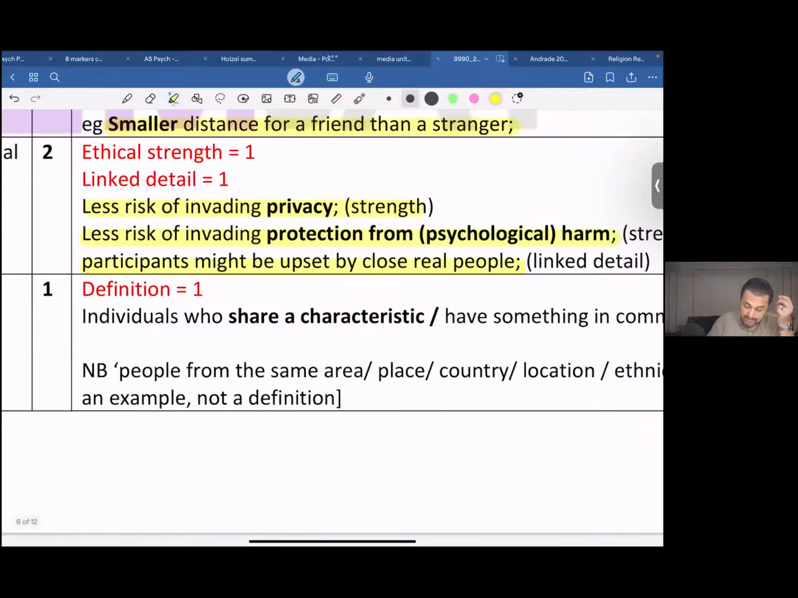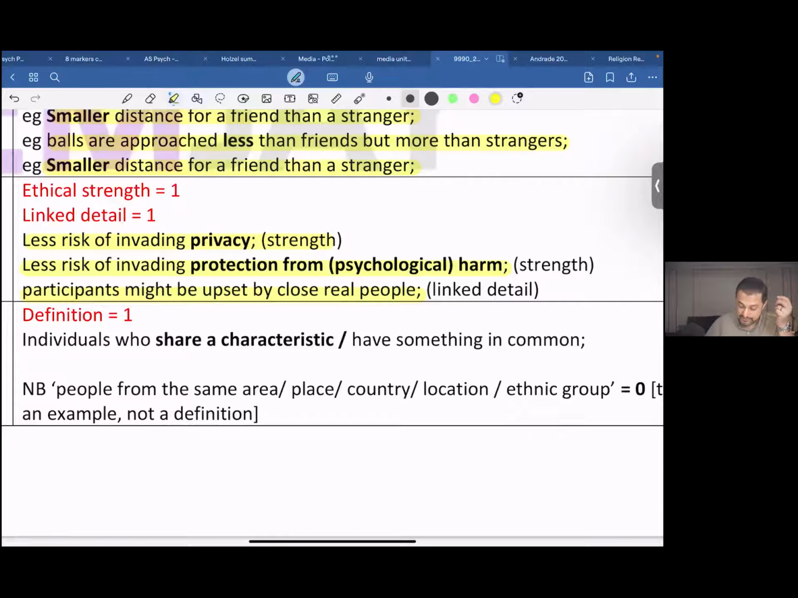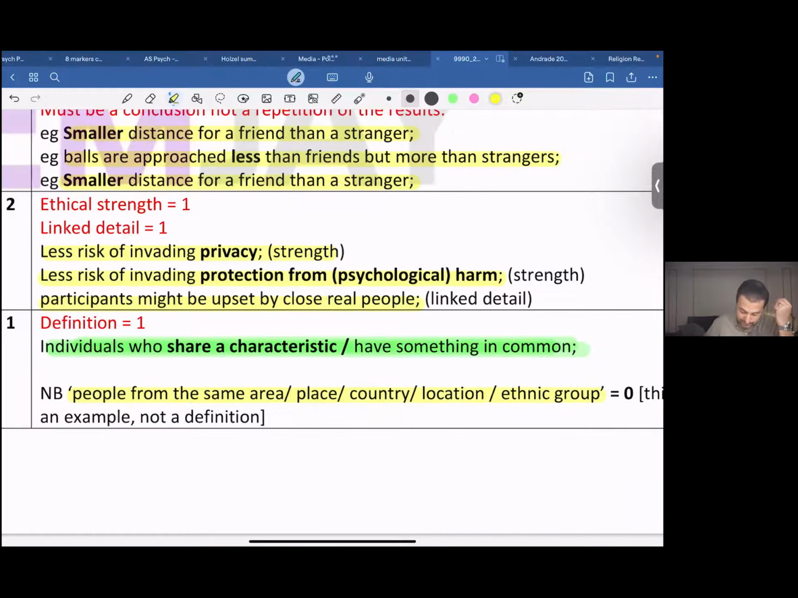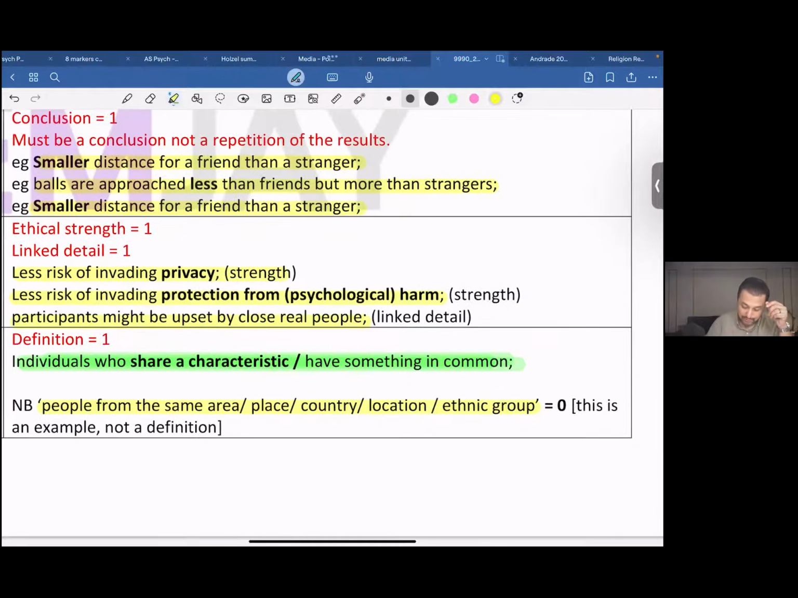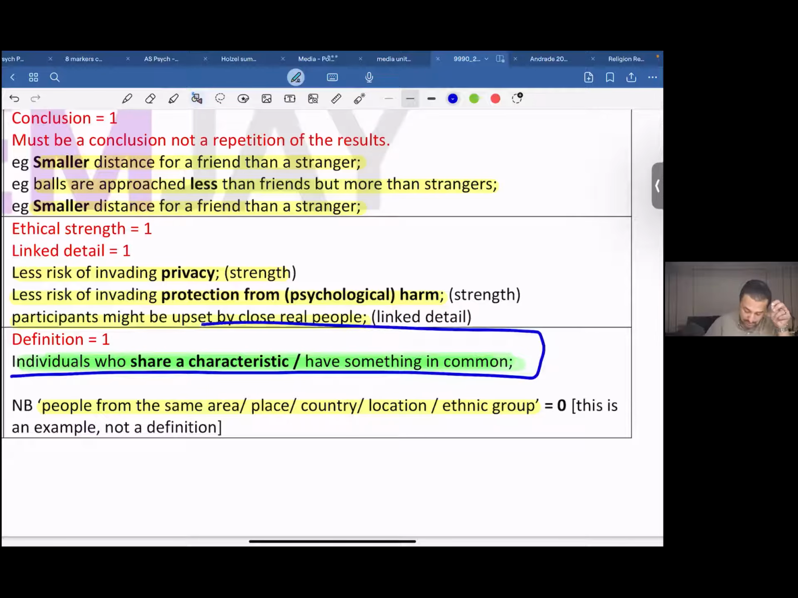Individuals who share, this is the definition. Individuals who share a characteristic or have something in common, you refer to them as a part of a population. NB means nota bene, or in other words, mark well, or please note, or in other words, this is important. People from the same area, place, country, location, or ethnic group, right? If you simply write this, it is an example and not a definition. You were asked to give a definition, and the definition over here that would be correct is individuals who share a characteristic or have something in common.